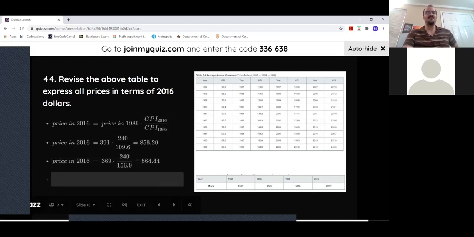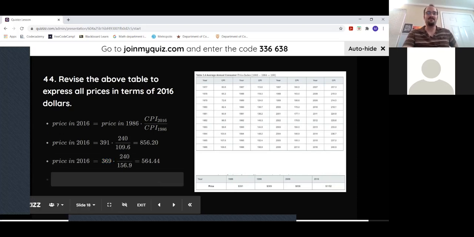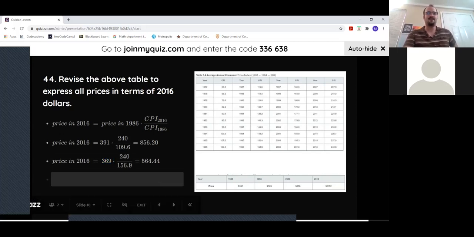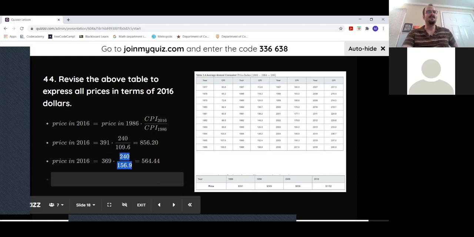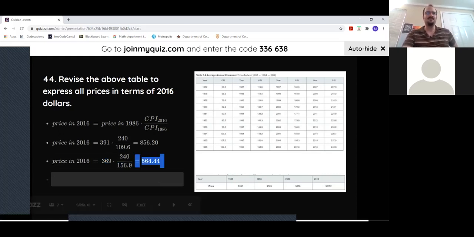And I'm doing the same sort of pattern, except I believe this first number changes. So now instead of 391, I have 369 in this here. Now instead of CPI of 86, I'm doing the CPI of 96 on the bottom. The 240 is still the same in every single problem. All I'm changing is this number out in front and this number on bottom. So these both should correlate with 1996. This is the price I want to convert. This is the index. So that should give me 564.44.